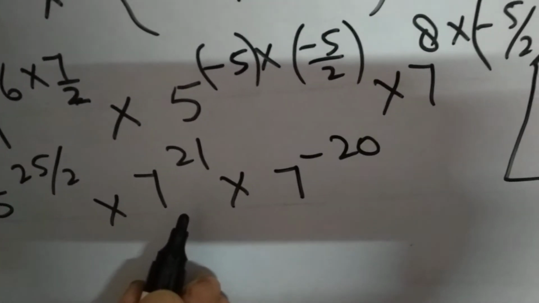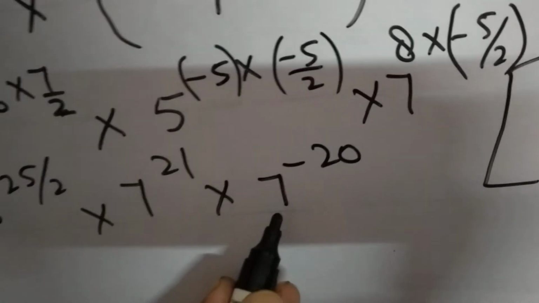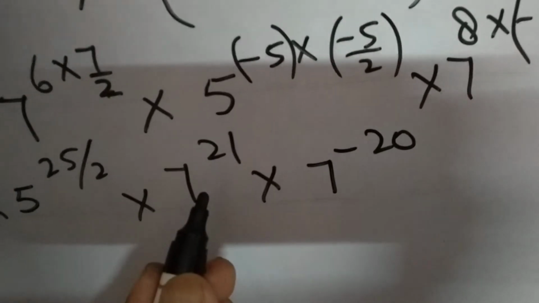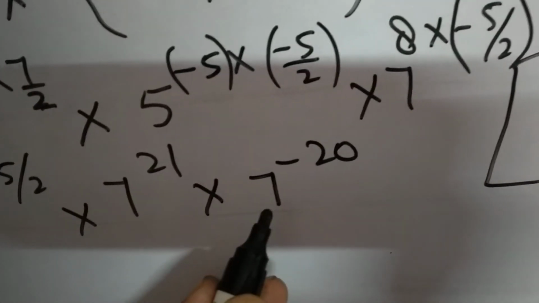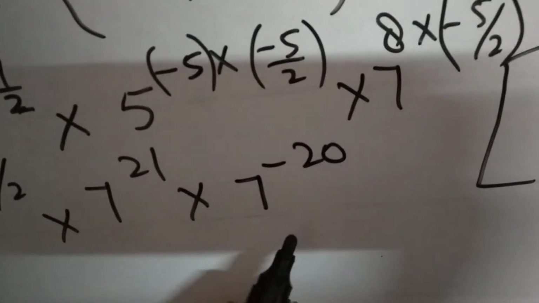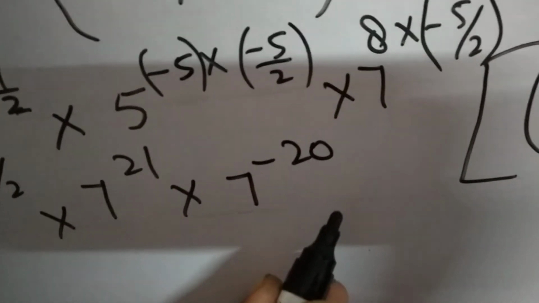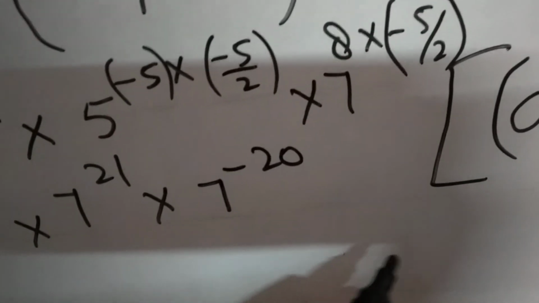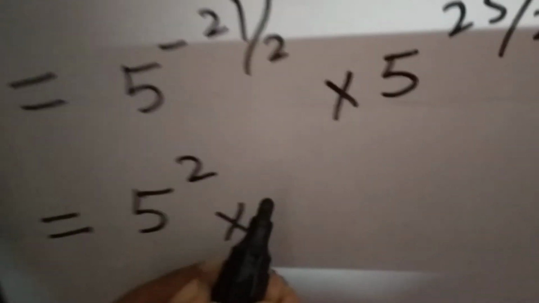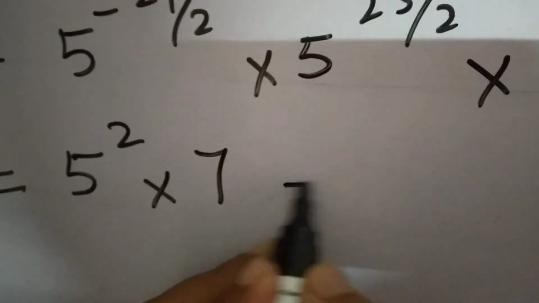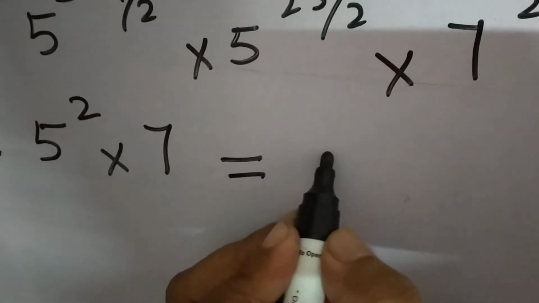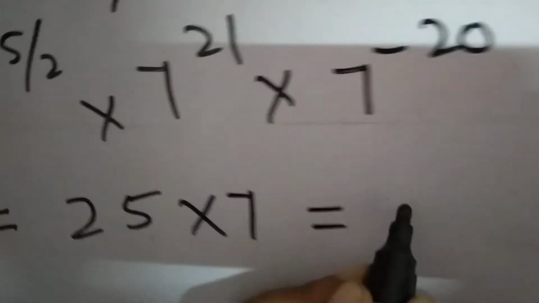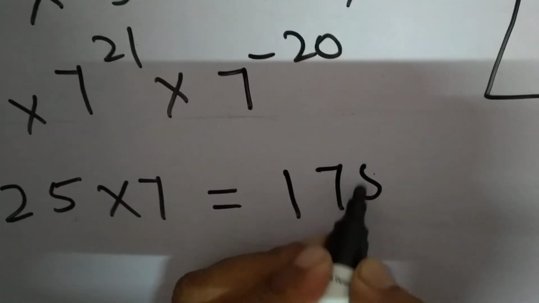a raised to power m into a raised to power n is equal to a raised to power m plus n. 7 raised to power 21 into 7 raised to power minus 20 is equal to 7 raised to power 21 minus 20, which is equal to 7. 5 square means 25, into 7 is equal to 175. Answer.